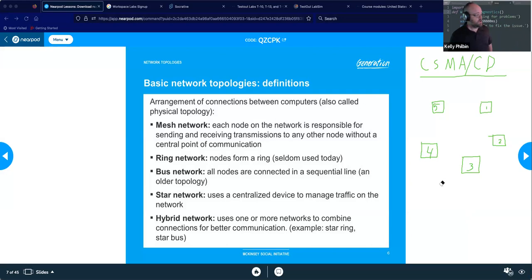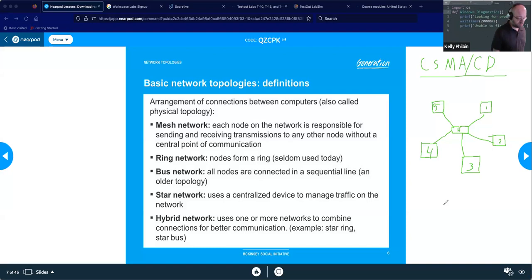What is most commonly used is the star. So you would have a central device, which would be a hub or a switch, and that connects to all of the other devices. It's one of the easiest to set up and most commonly used today. Even most wireless networks aren't really wireless mesh, they are a wireless star, because all communication would have to go through the central device.